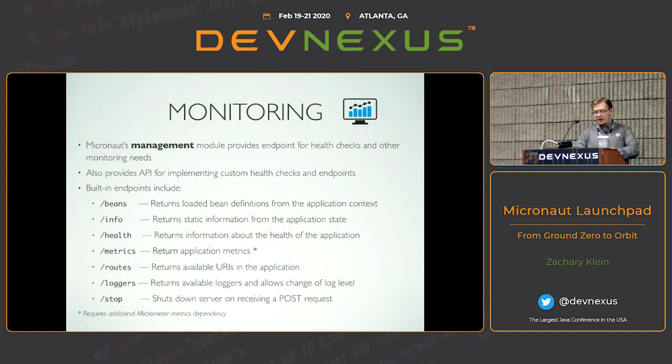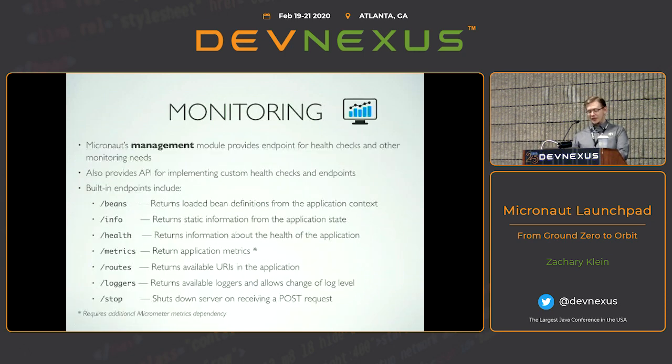Monitoring. So Micronaut has a module called management that adds similar endpoints to what you might see in Spring Boot with the actuator. So we have endpoints that return the beans in the application context. We can return health metrics. We can return all the routes that are configured in the application. We can return all the loggers that are available, and we can even change log levels at runtime, and we can shut down the server. So there's a whole bunch of things that are exposed as endpoints by this management module. And of course, you can create your own endpoints as well, or add additional information to the existing ones.